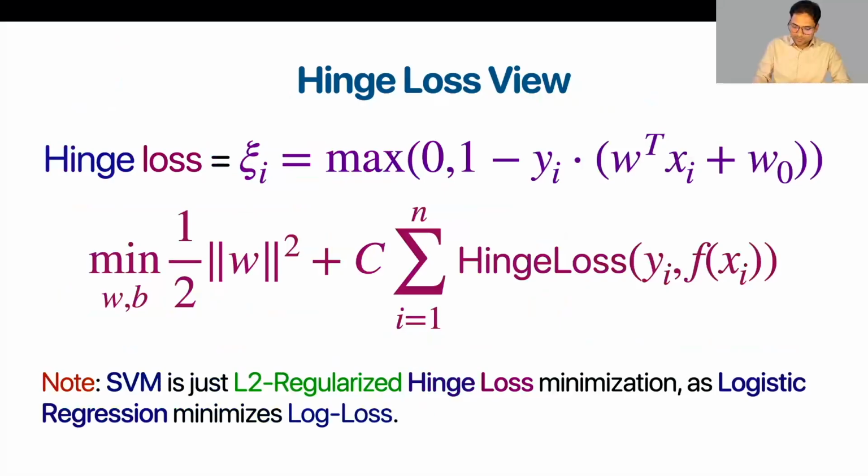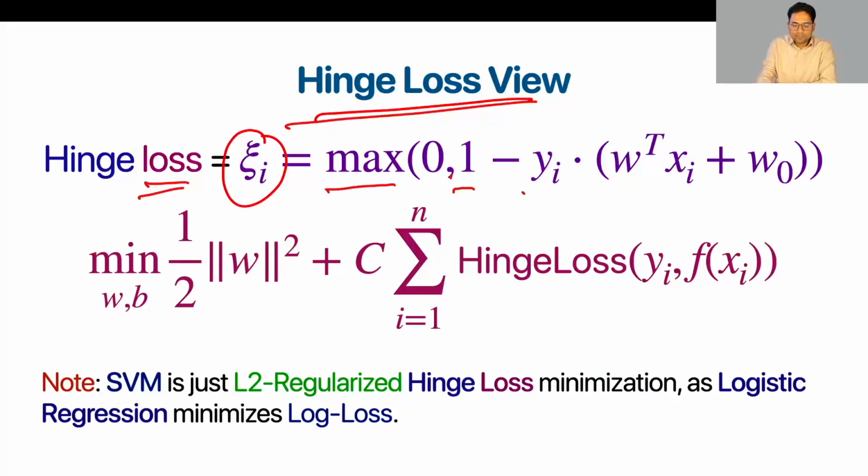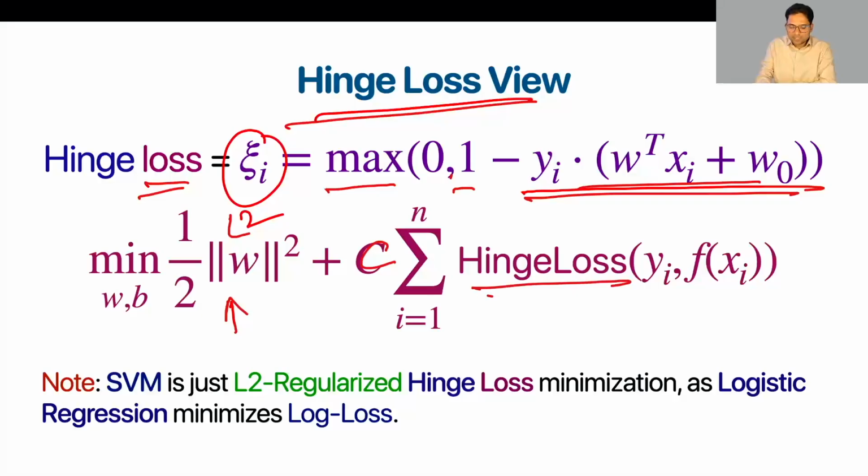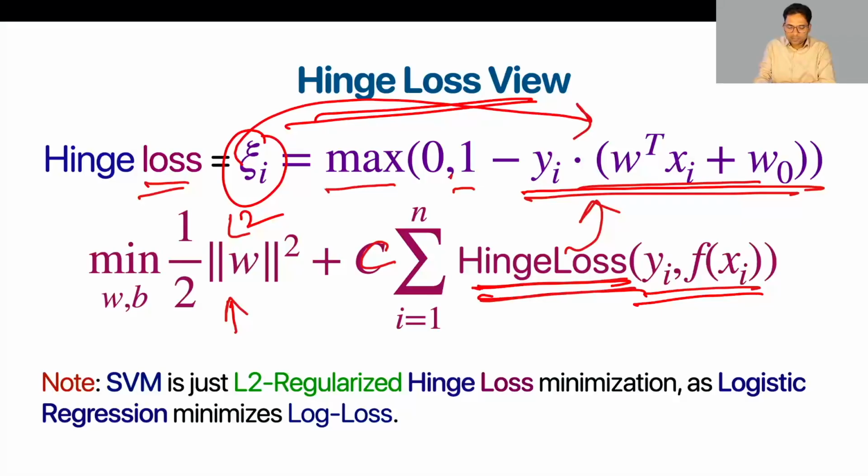Okay, let's see the hinge loss view. What is your xi given by hinge loss? That is max of 0 comma 1 minus yi times the value coming from f of xi. So the same optimization can be written as this L2 regularization term plus C times your hinge loss, the hinge loss of yi comma f of xi. This is your error term. This is nothing but your xi, right?